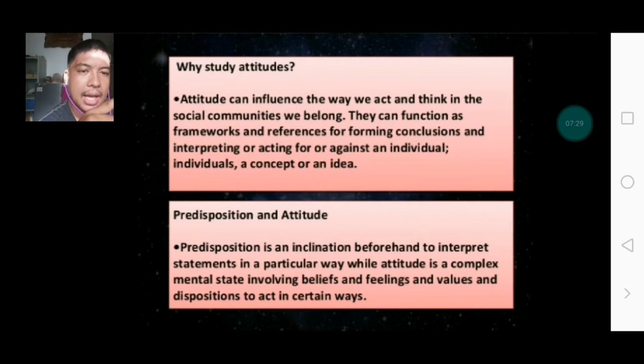So next is predisposition and attitude. Predisposition is an inclination beforehand to interpret a statement in a particular way, while attitude is a complex mental state involving beliefs, feelings, values, and disposition to act in a certain way. So attitude really regards the feelings, right and wrong, beliefs.